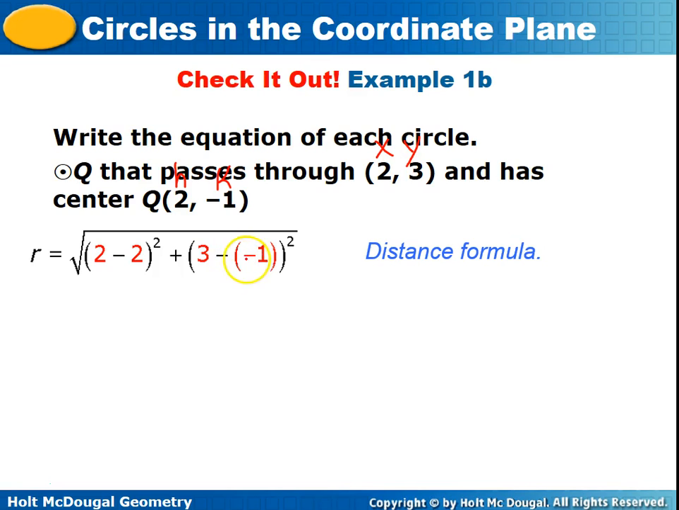This would be 3 plus 1. So that's going to end up being 0 squared plus 4 squared, and 4 squared is 16. So we're going to take the square root of 16 and find out that our radius is 4.